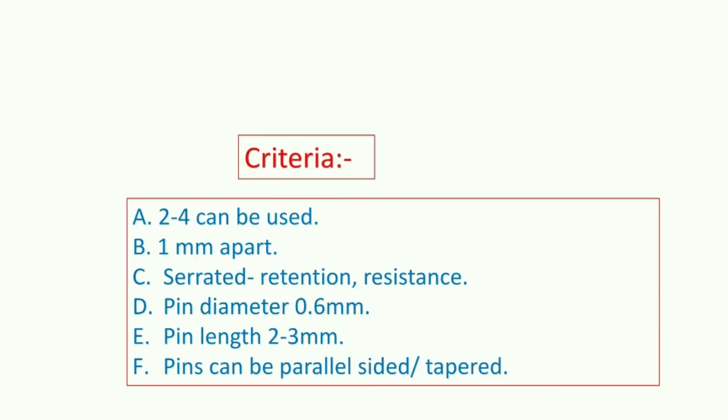Now what are the criteria for choosing pins? Usually 2 to 4 pins can be used. They should be 1 mm apart. They should be serrated because serrated pins are better for retention and resistance. Now the pin diameter should be 0.6 mm and the pin length should be 2 to 3 mm. And pins can be parallel sided or tapered. That is, there are two types of pins. The sides of pins can be parallel or tapered.